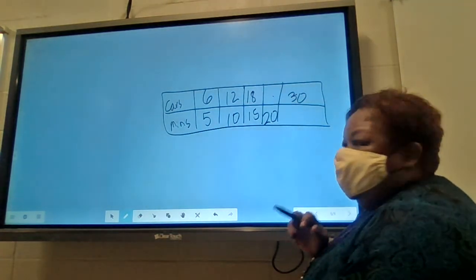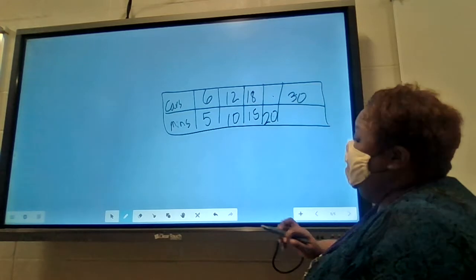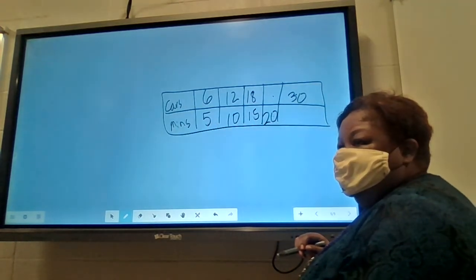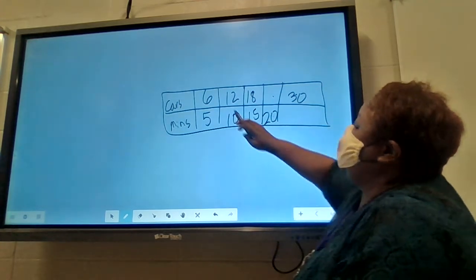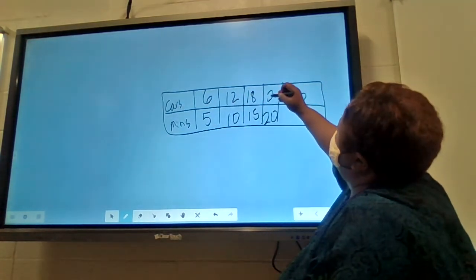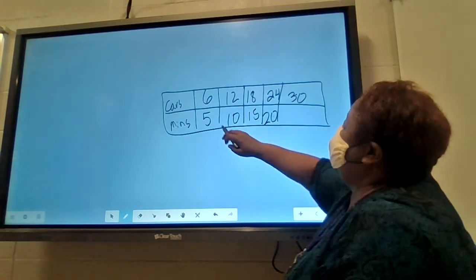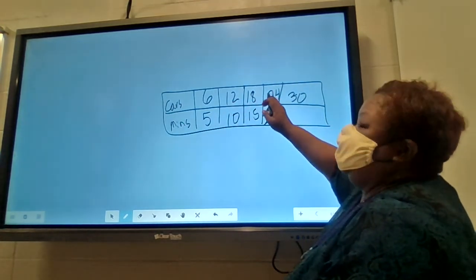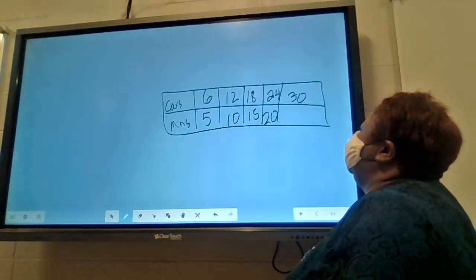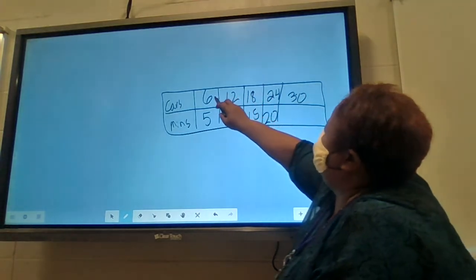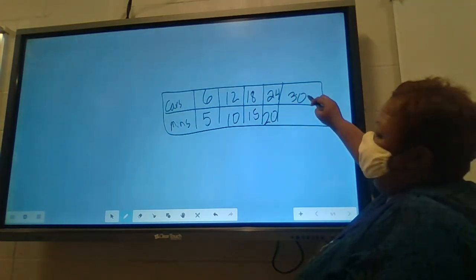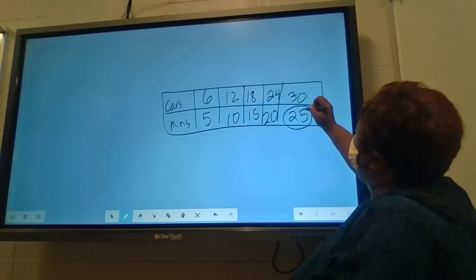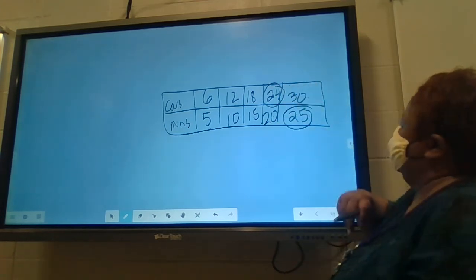So what do you have to figure out? You have a 20 right here. So you have to figure out 5 times what gives me 20? 5 times 4. So then I do 6 times 4, which is 24. Or you see 5, 10, 15, 20. You see here we're adding 6 each time. You can do it that way. This one, you would do 6 times 5 gives me 30. So 5 times 5 gives me 25. So those are my 2 answers.